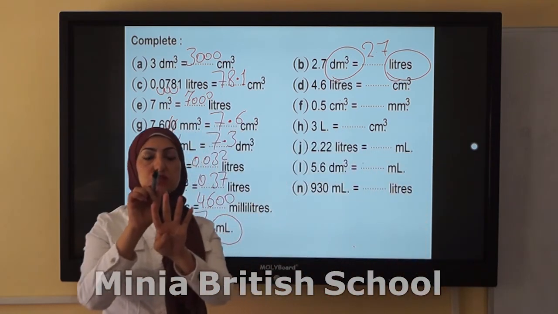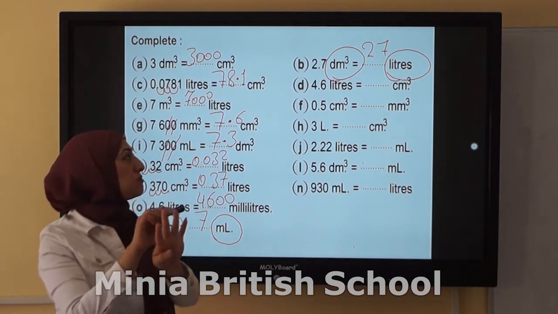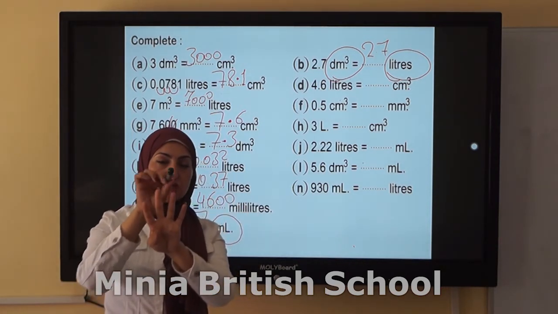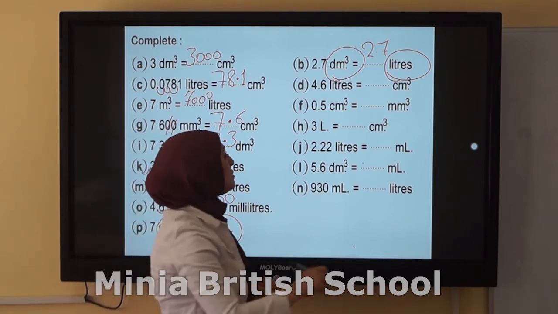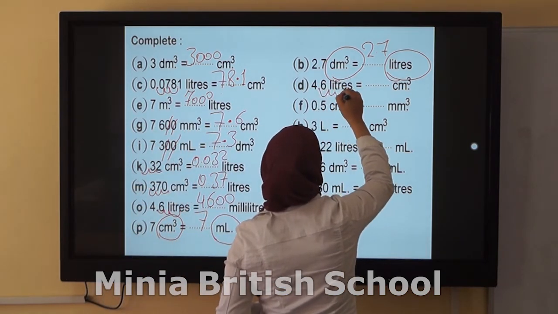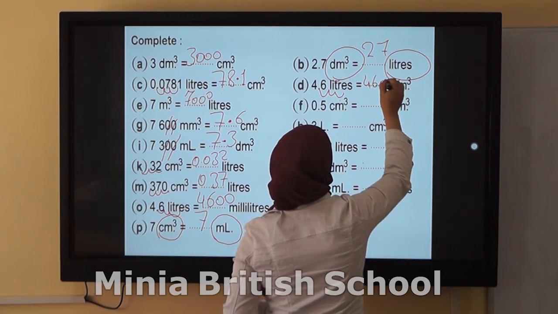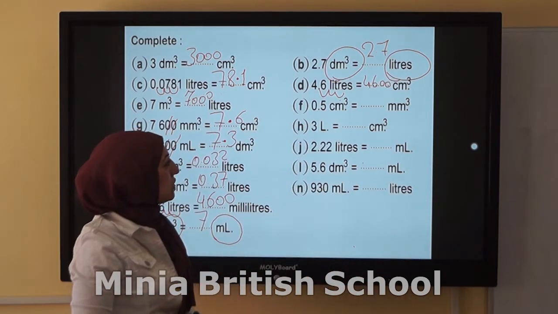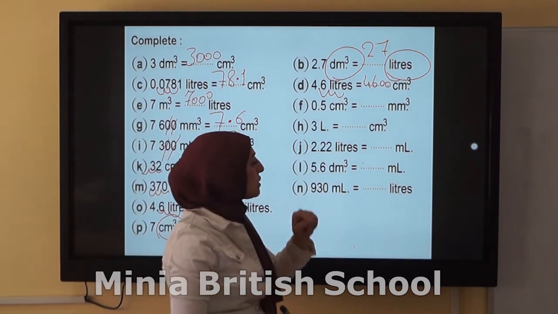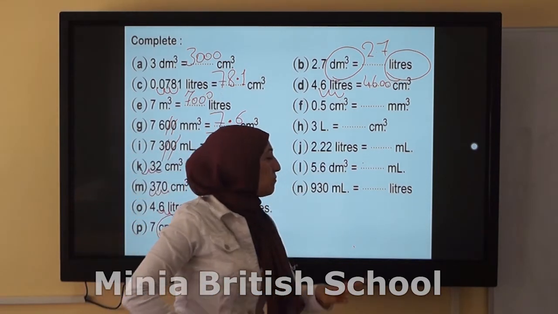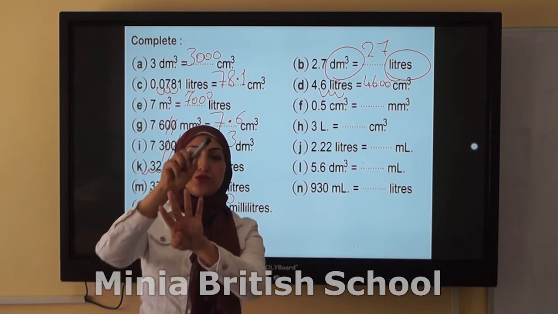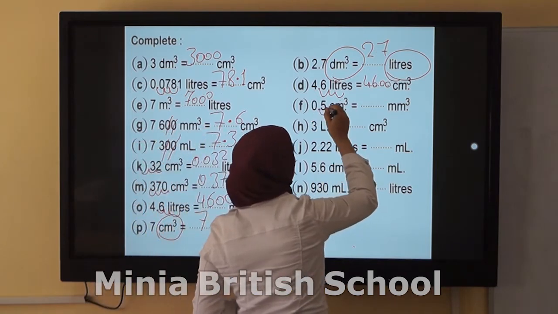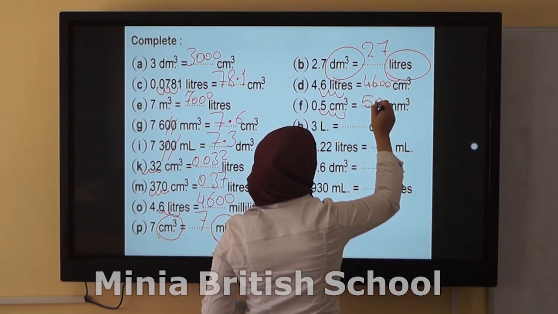Liters, which is cubic decimeter, and cubic centimeter. So from the greatest to smallest, I have to multiply by 1,000. So here, 1, 2, 3, 4,600. Cubic centimeter to cubic millimeters. I have to multiply by 1,000. 1, 2, 3, so it will be 500.